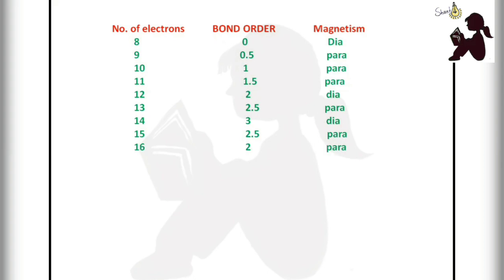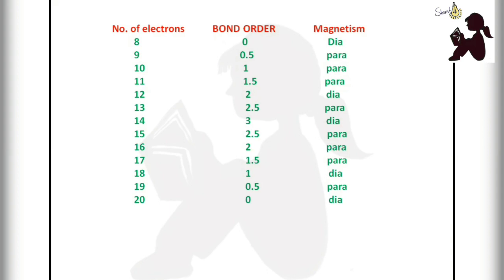2.5, paramagnetic. 16 is 2, paramagnetic. 17 is 1.5, paramagnetic. 18 is 1, diamagnetic. 19 is 0.5, paramagnetic. 20 is 0, diamagnetic.